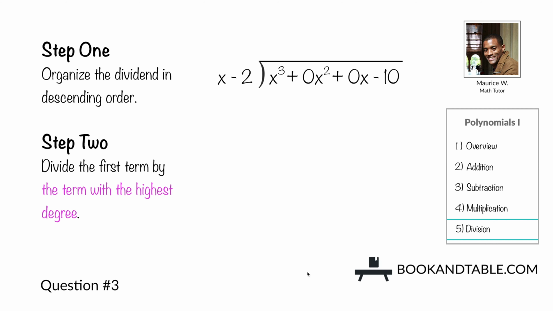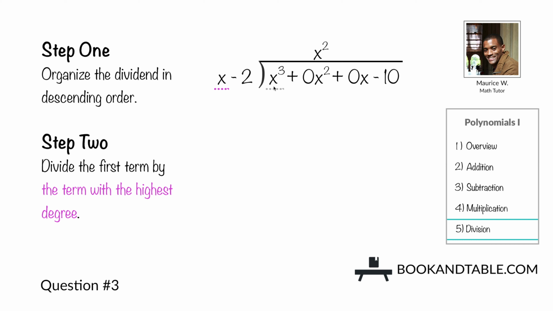And now let's have a look at question number 3. We were asked to divide x cubed minus 10 by x minus 2. For your dividend, whatever x terms are missing between x cubed and negative 10, we need to add those in with a coefficient of 0. So we go from x to the third, x to the second, x to the first, to no x's. Once we do that, we're ready to proceed.